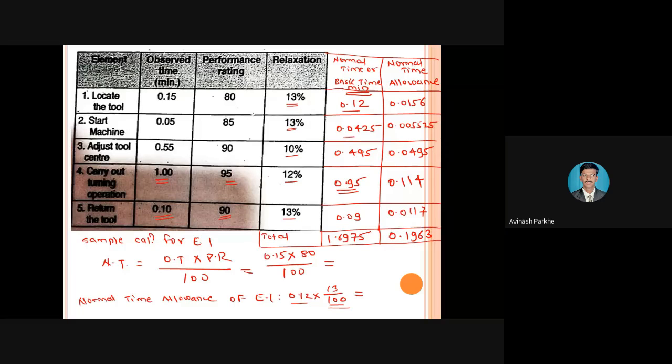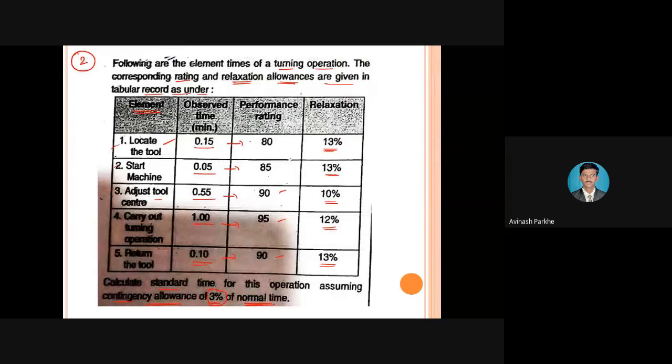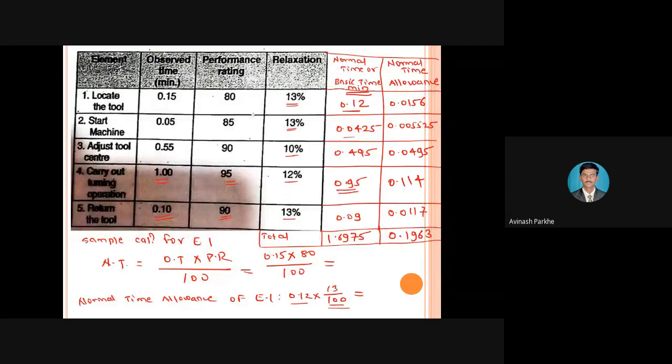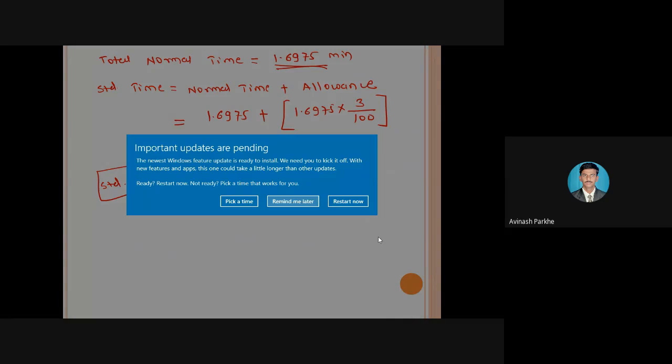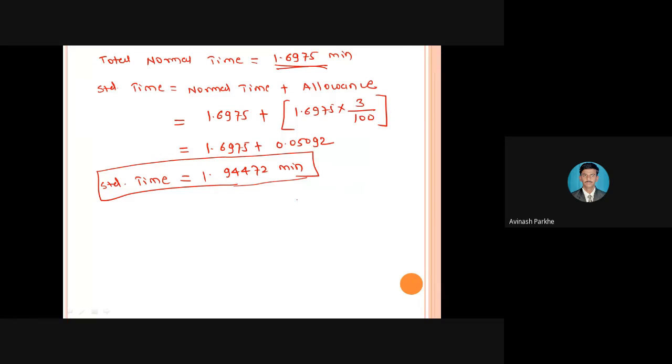What is the difference between the previous problem and this problem? In the previous problem, the relaxation allowance was not given for each and every element. Only a total allowance of 10% and 5% contingency allowance was given. But in the second problem, 5 elements are given, their observed time and performance rating are given, and for each and every element, 13% extra allowance as relaxation allowance is given. Therefore, in the second last column we calculated the normal time or basic time, and using that normal time and the relaxation allowance, once again I calculated the normal time allowances. At the end, the simple formula: standard time is equal to normal time plus allowance.